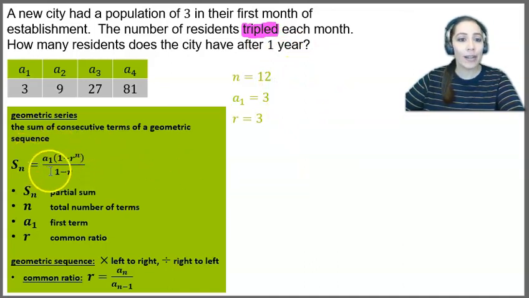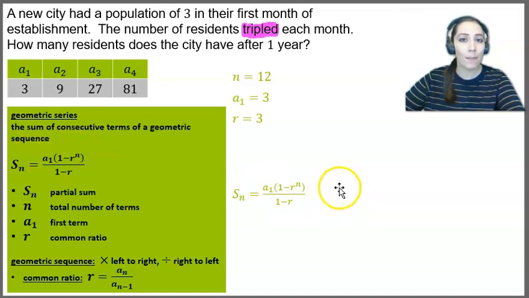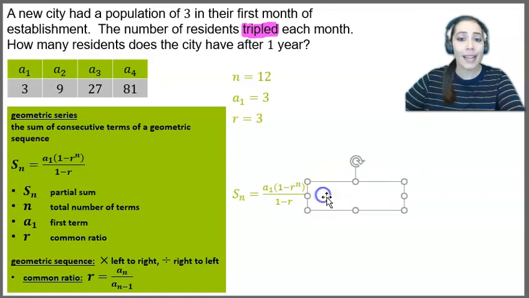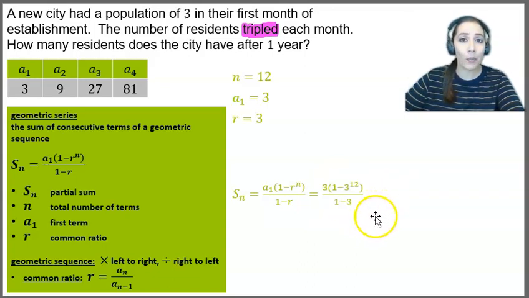From here, I can take this geometric series formula. S sub n equals a sub 1 times the quantity of 1 minus r raised to the n power all over 1 minus r. And now we're just going to plug things in that we have. So our a sub 1 is 3. Then we have 1 minus r, 1 minus 3 is our r, raised to the n power, which is 12, all over 1 minus r, or 1 minus 3.